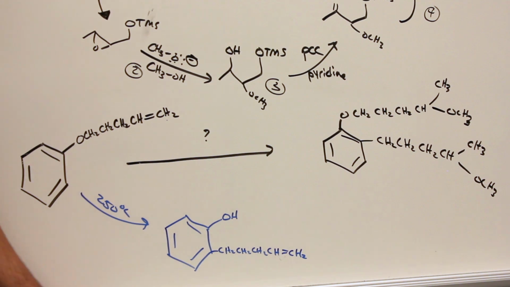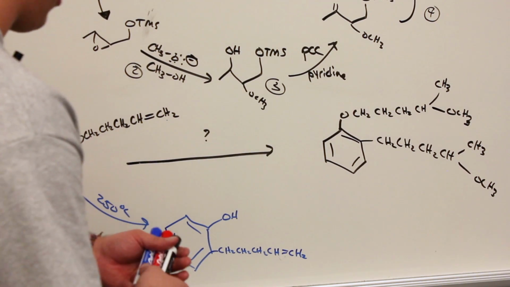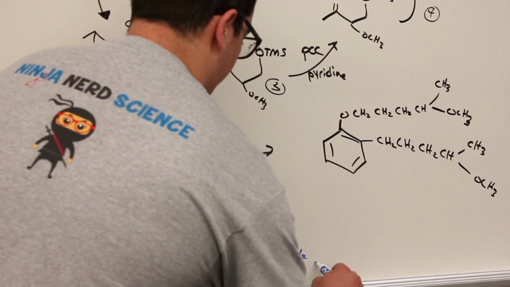Okay, what else could I do? Well, there's not as much I could do here, so I'm trying to look. Let me see here. I could take this double bond and I could try to turn this double bond into an epoxide. Let's try to take this double bond right here and turn this into an epoxide.